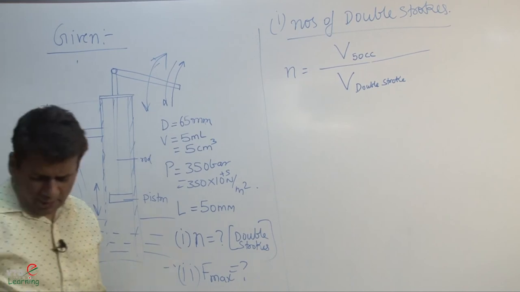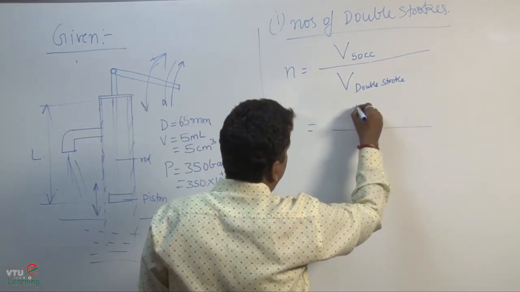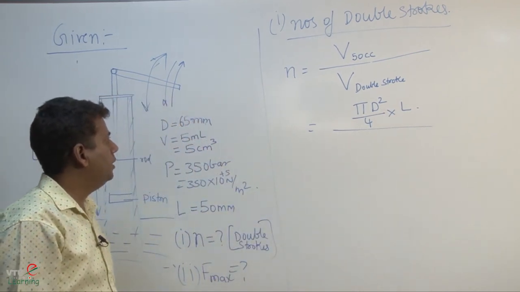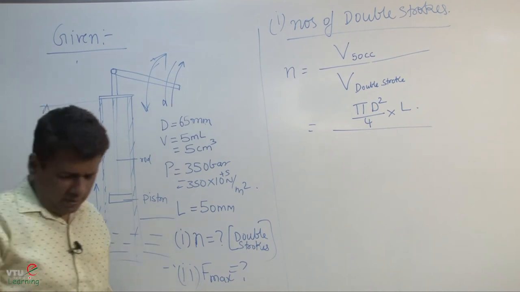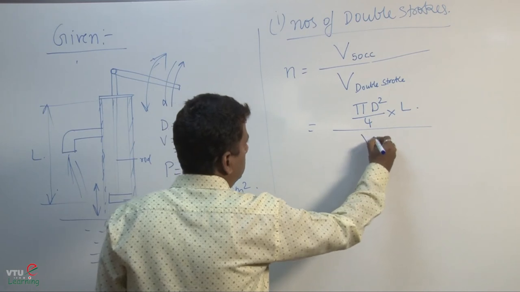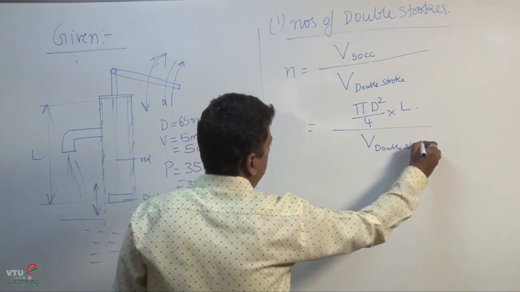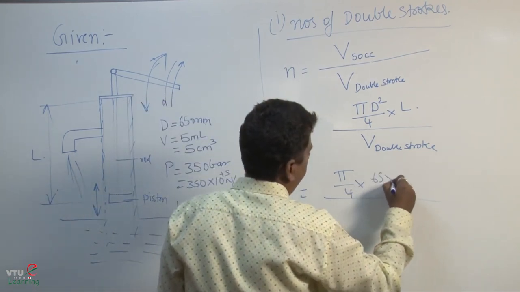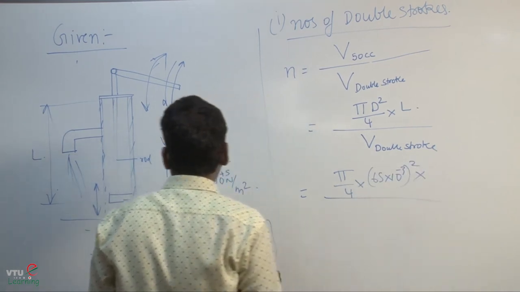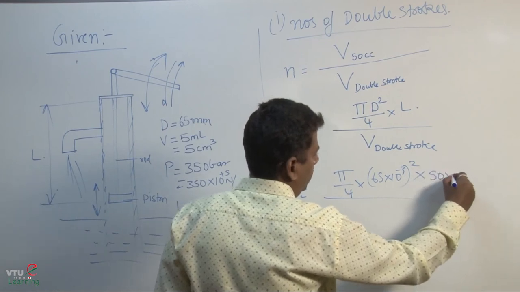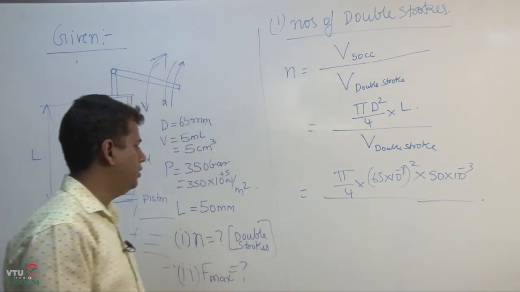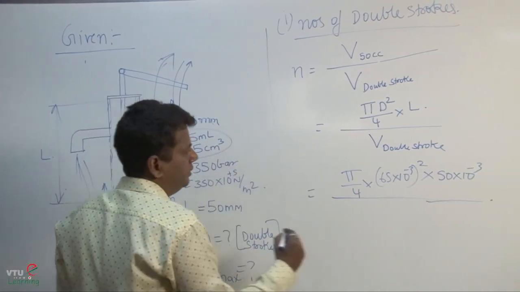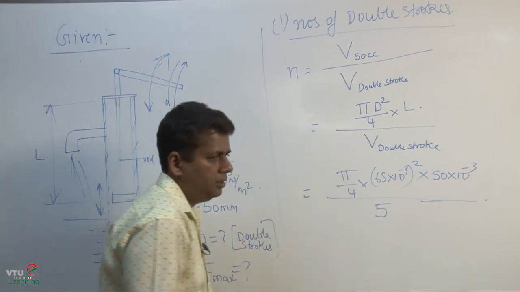So, for 50 cc what I can write is pi d square by 4 into L, right, that is the formula. And for double I can directly write that as V double stroke. So, I will expand pi by 4 and d is 65 into 10 to the power of minus 3 whole square into the length, which is 50 millimeter, so 50 into 10 to the power of minus 3 meter, and V double stroke is nothing but this one, 5 cc or 5 ml. So, I will put it as 5 milliliter.